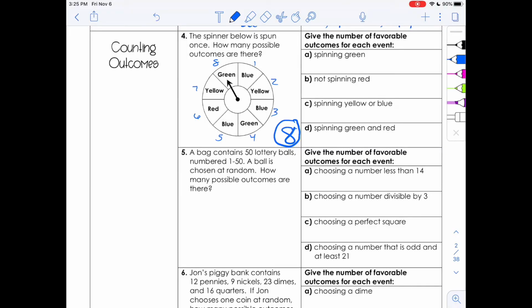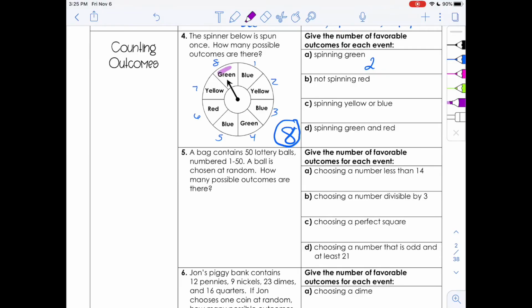Now, looking at some specific favorable outcomes of events. First, we want to look at the outcome of spinning a green. So if we look at our different sections, we can see that we have 2 sections that are green. So the possibility of spinning a green is 2. The next one is the favorable outcome of spinning not a red.